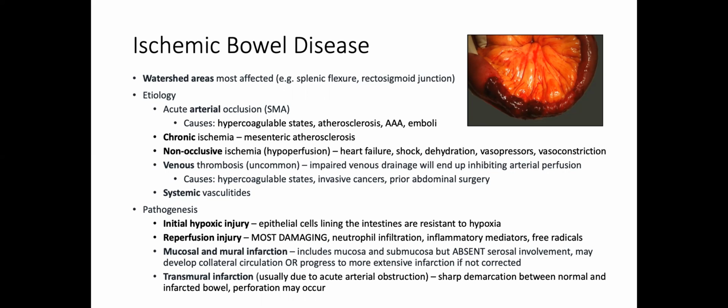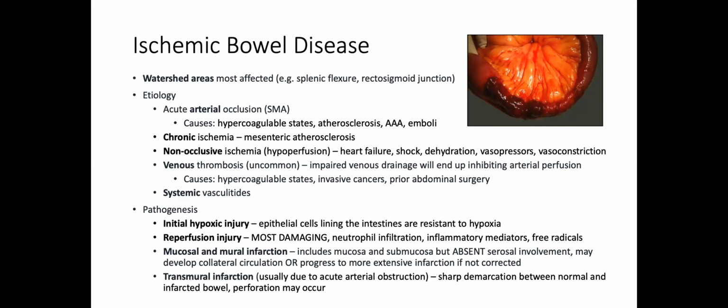So chronic ischemia is due to mesenteric atherosclerosis. Really, just think that you'd have chronic ischemia anywhere. But acute ischemia is going to be because of some different things. Non-occlusive ischemia is hypoperfusion. So if we have heart failure, shock, dehydration, vasopressors, or vasoconstriction, it can be an acute cause of ischemia. Venous thrombosis is uncommon, but it can also cause ischemic bowel disease. And then just any systemic vasculitides.